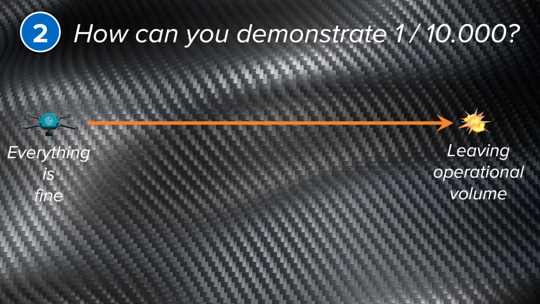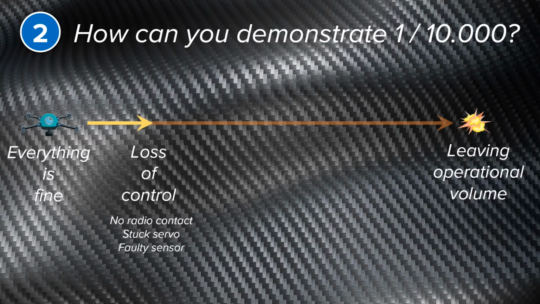A typical series of events would be as follows. The first event is loss of control. This means that the operator can no longer make decisions on where the aircraft goes for whatever reason. Loss of control includes no radio contact, loss of controllability due to a stuck servo, loss of navigation due to a faulty sensor, no response to commands due to failure in the autopilot software, loss of lift due to engine failure, as well as numerous other failures.